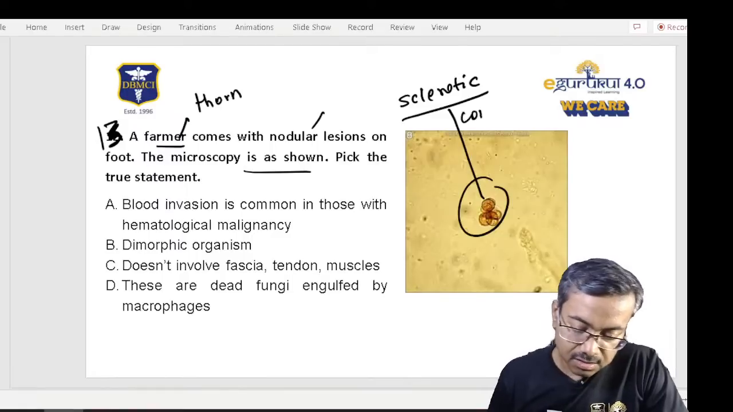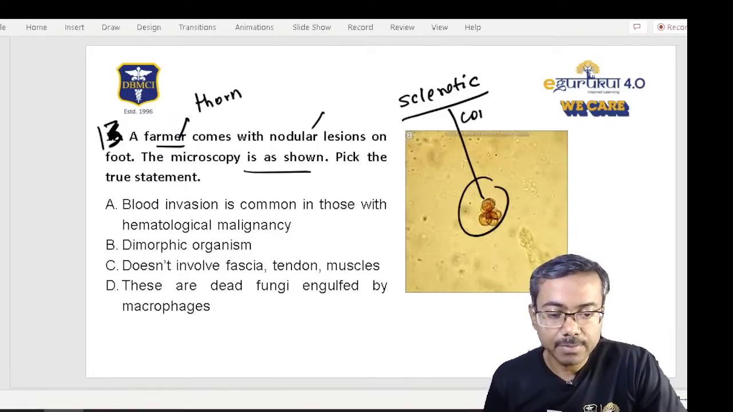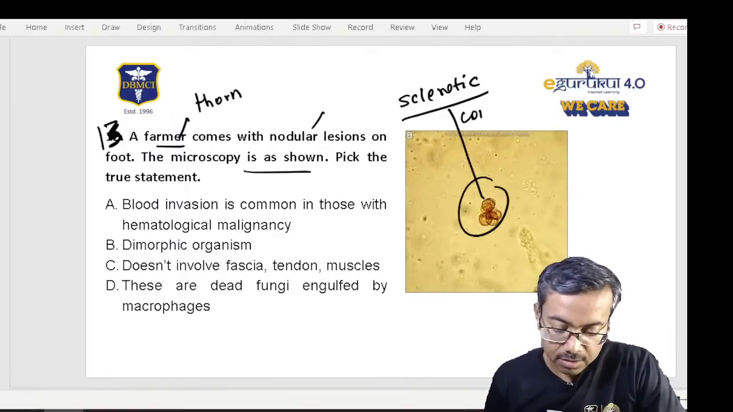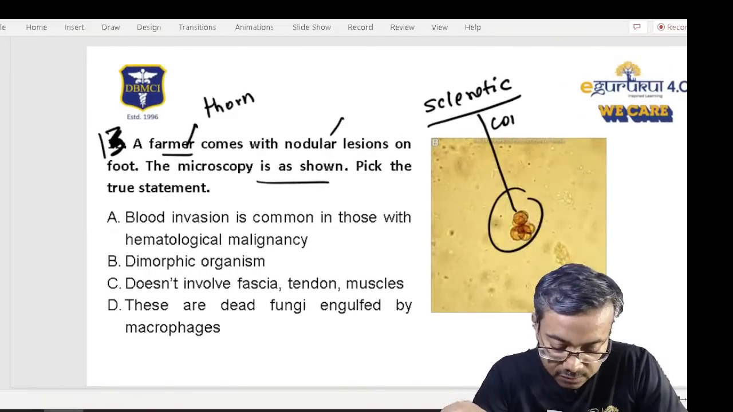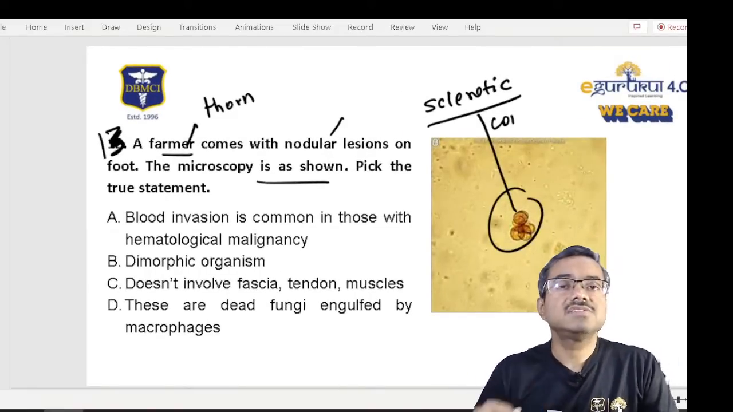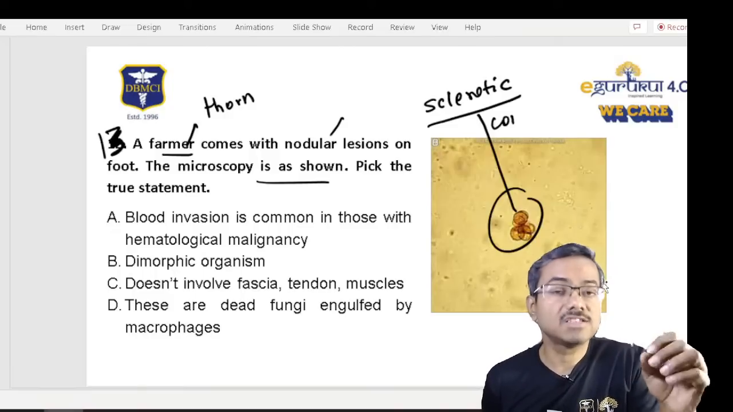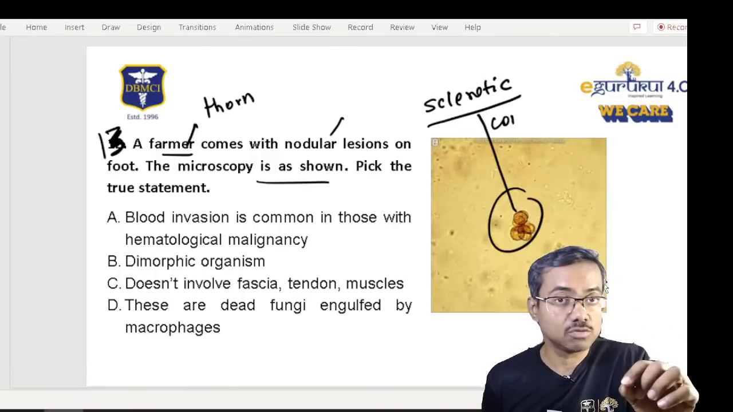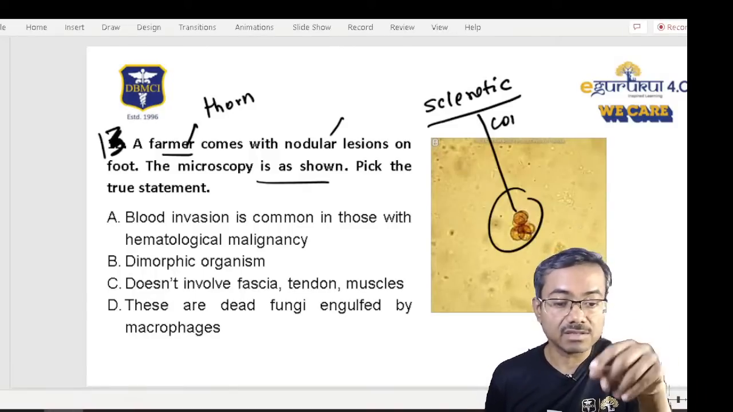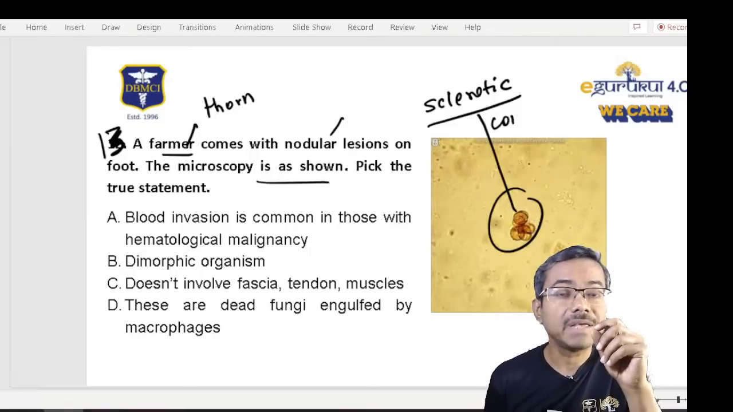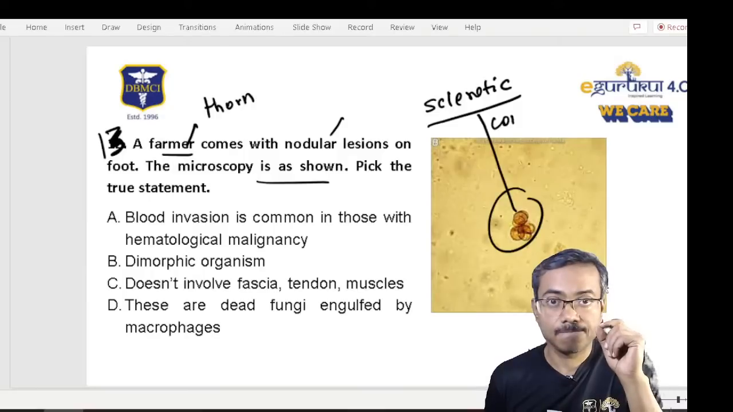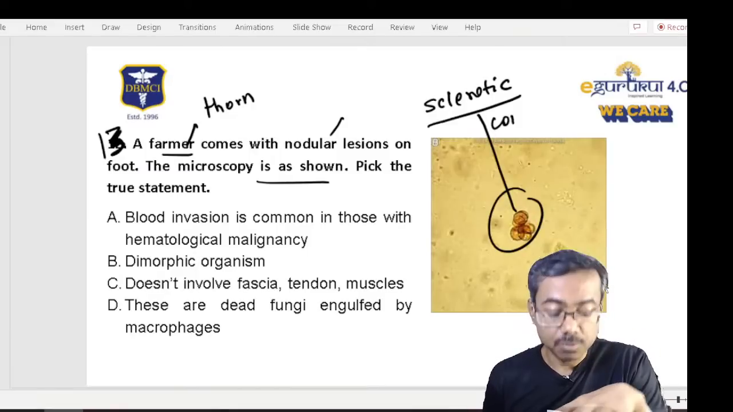Now, pick the true statement. Let's look at the first one. Blood invasion is common in those with hematological malignancy. Not at all. The disease that you're looking at here is chromoblastomycosis. The word chromo means color, that's why they are colored spores. These are called pigmented spores. You can see these brown pigmented spores, clear.